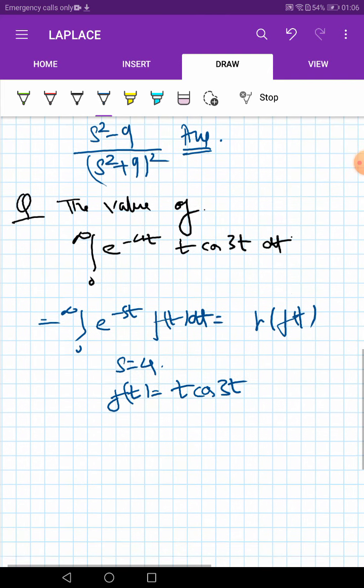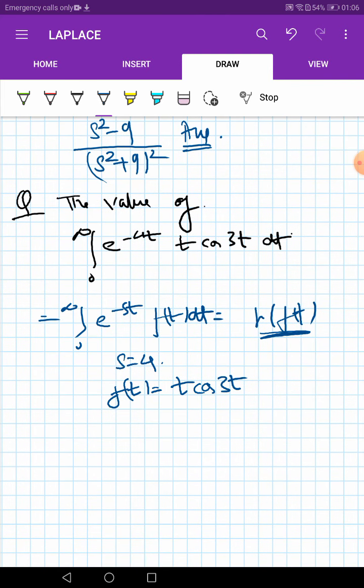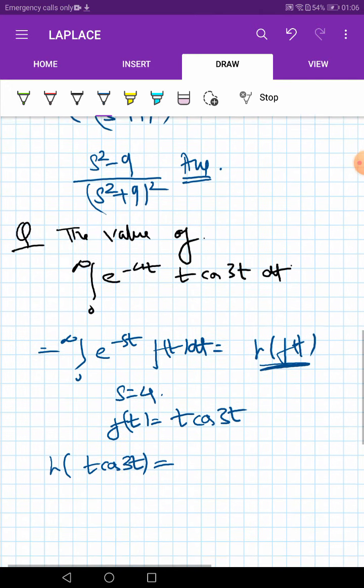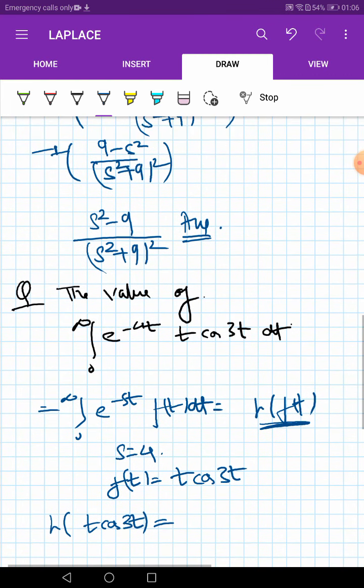So our integral becomes the Laplace transformation of f of t. The value of this integral is the Laplace transformation of t cos 3t. In the question just above, we have seen what the Laplace transformation of t cos 3t is.